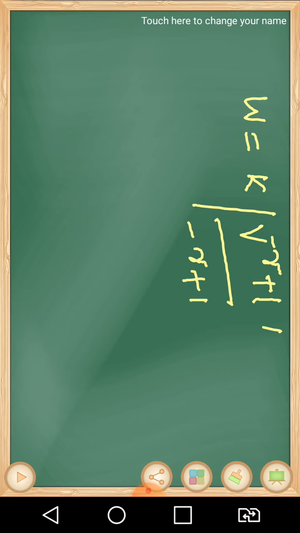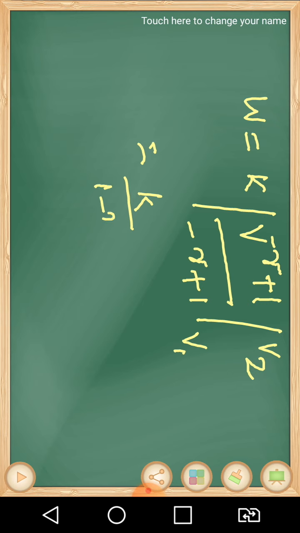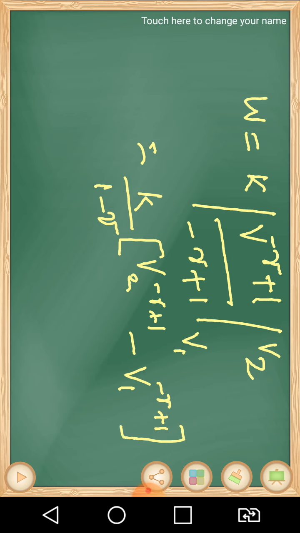From the limit, V1 ആണ് initial volume എന്ന് വിചാരിക്കുക. V2 is the final volume. And minus gamma plus 1 is a constant. So K by 1 minus gamma, upper limit minus lower limit. That is V2 raised to minus gamma plus 1 minus V1 raised to minus gamma plus 1.